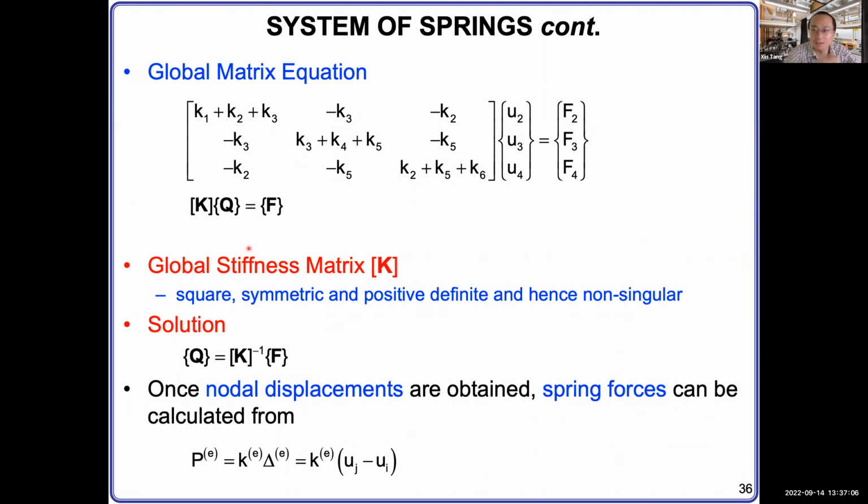We mentioned it in the mathematics class. So you can multiply K inverse, K minus 1, to both sides. K minus 1 times K equal to identity matrix I. You only have Q left here. But on the right-hand side, you have K minus 1 times F. And we already discussed how to get the K minus 1 in the mathematics class, right? So you can use that.